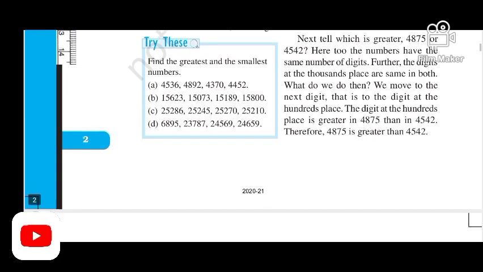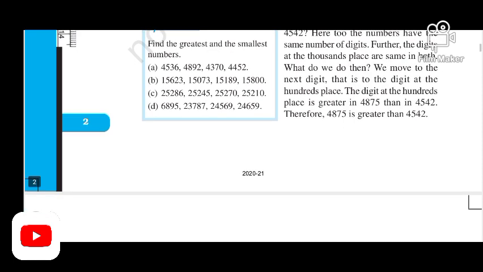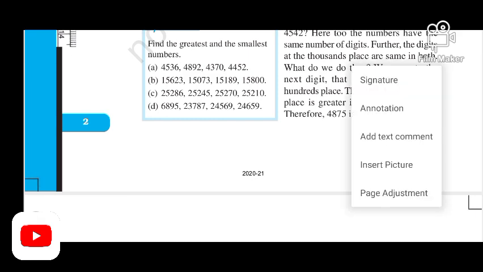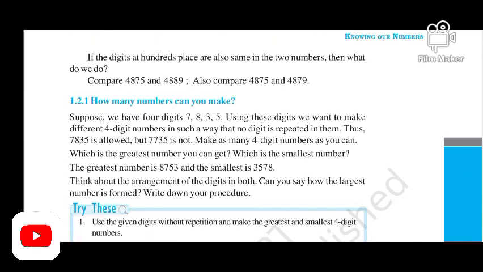Next, tell which is greater, 4,875 or 4,542. Here too the numbers have the same number of digits. Further, the digits at the thousands place are the same in both. What do we do then? We move to the next digit, that is, to the digit at the hundreds place. The digit at the hundreds place is greater in 4,875 than in 4,542. Therefore 4,875 is greater than 4,542.